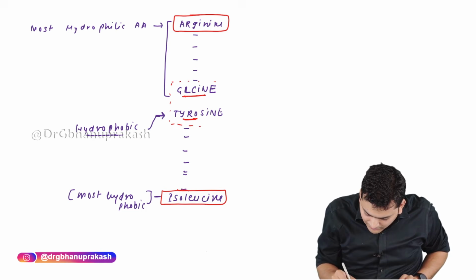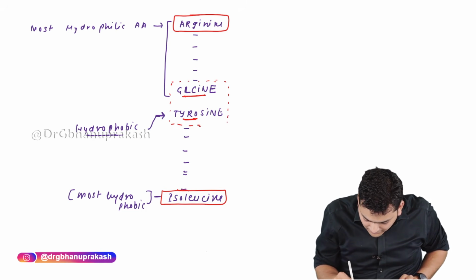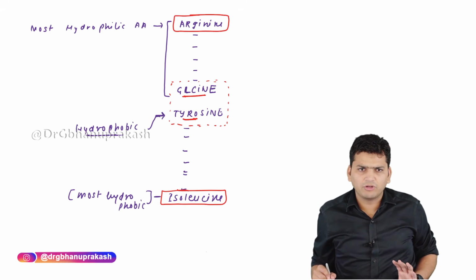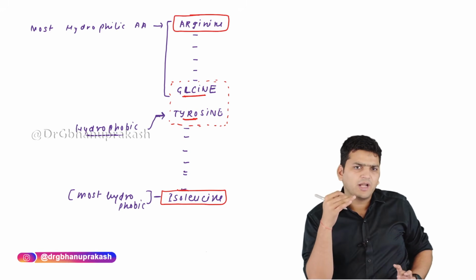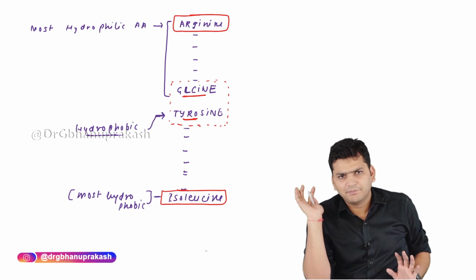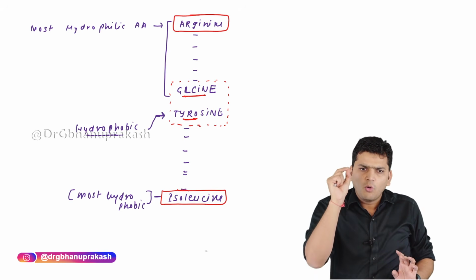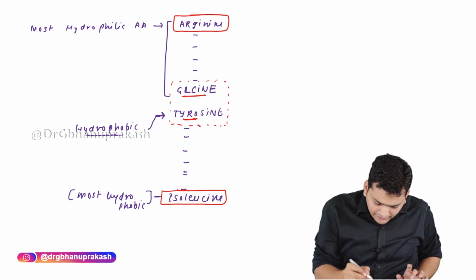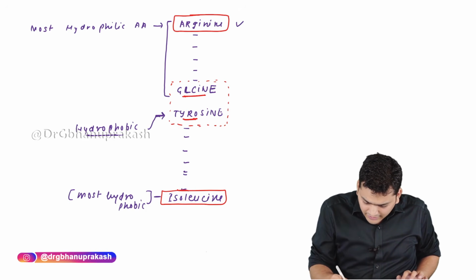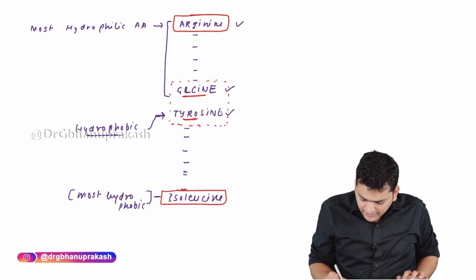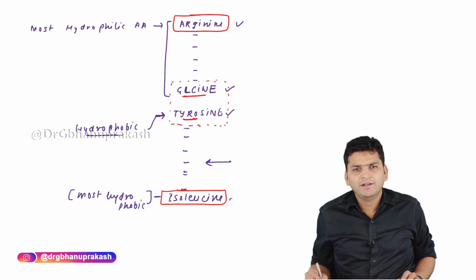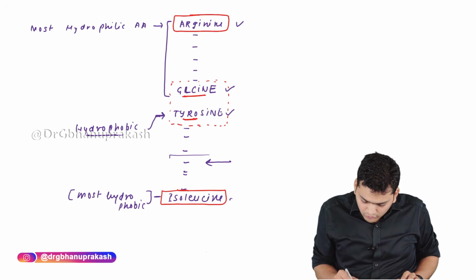So when a question is asked from this particular part, you have to select the answer based on the given options. For example, if I ask that all of the following are water soluble except, and the options are arginine, glycine, tyrosine, and maybe isoleucine, which one are you going to choose? You are going to choose this one.